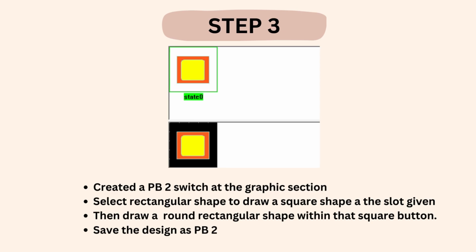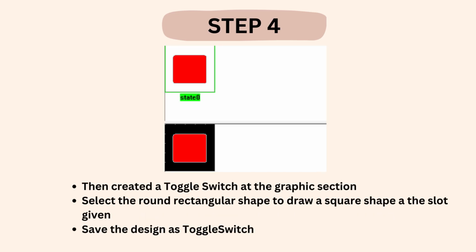For step 3, we create a PB2 switch at the graphics section also. It is the same step as the PB1. We select rectangular shape to draw a square shape at the slot given. Then draw a round rectangular shape within the square button and save the design as PB2.